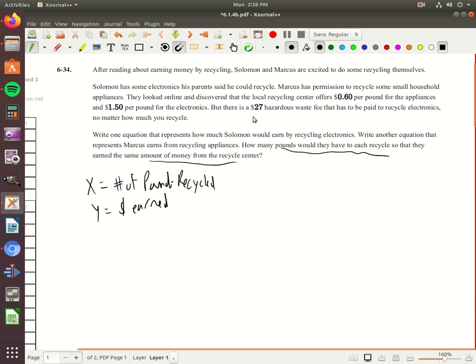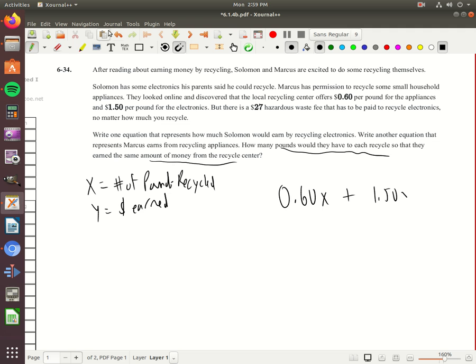So now we can go back up and solve this. Solomon has some electronics his parents said he could recycle. Marcus has permission to recycle some small household appliances. Again, we've defined our variables. They looked online, discovered the recycling center offers 60 cents per pound of appliances and $1.50 per pound of electronics. But there is, okay, so I'm sorry, I'm screwing this up myself. I apologize. So now we're going to come up with two equations.